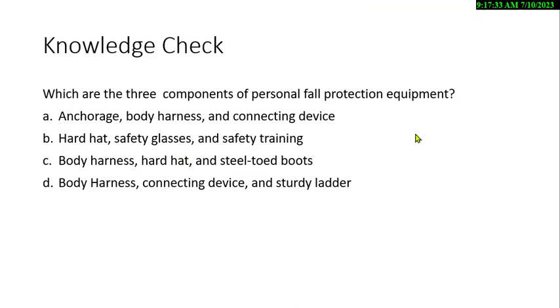What are the three components of the fall arrest system? Anchorage, body harness, connecting device; hard hat, safety glasses, safety training; body harness, hard hats, steel-toed boots; body harness, connecting device, and a sturdy ladder. This one I would say would be probably 90%. Most people would get this one right. And you got to remember, the test is not there to beat you up every question. There's going to be some questions you think, wow, those are easy. Just be thankful because there are tough ones.